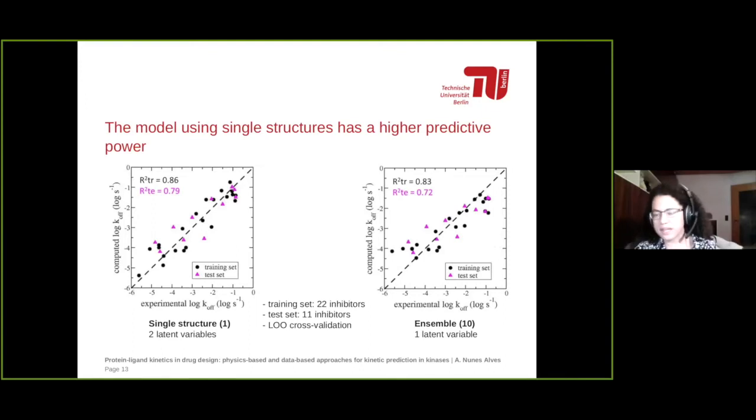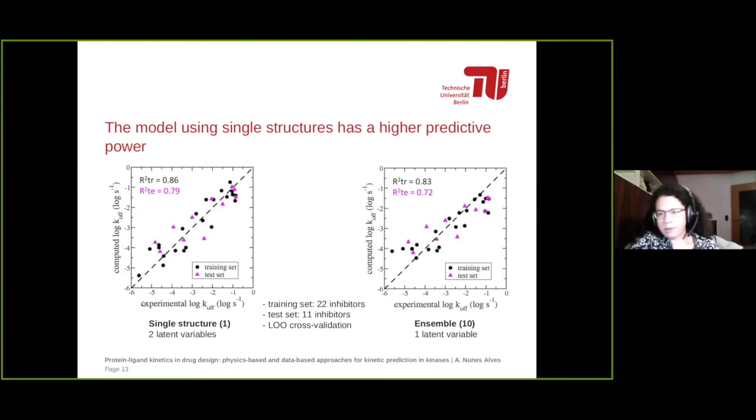So our data set was made of 33 inhibitors. We put 22 of these inhibitors in the training set and 11 of them in the test set. To choose the optimal number of latent variables, we use leave-one-out cross-validation. So we made two models to compare. We either computed the interaction energies using one single structure, usually the crystal structure, or we computed the interaction energies using an ensemble of 10 structures to describe each ligand-protein complex in the data set. For this model, the best number of latent variables was 2, and for this model, 1.